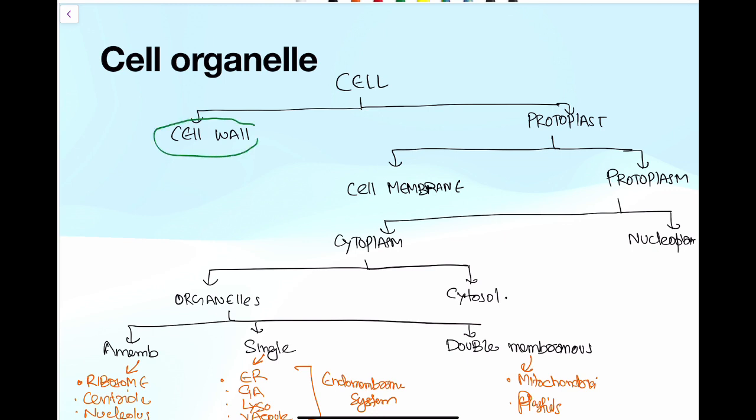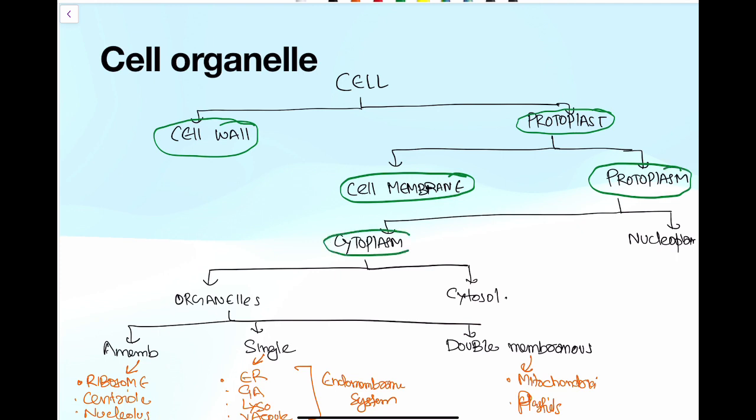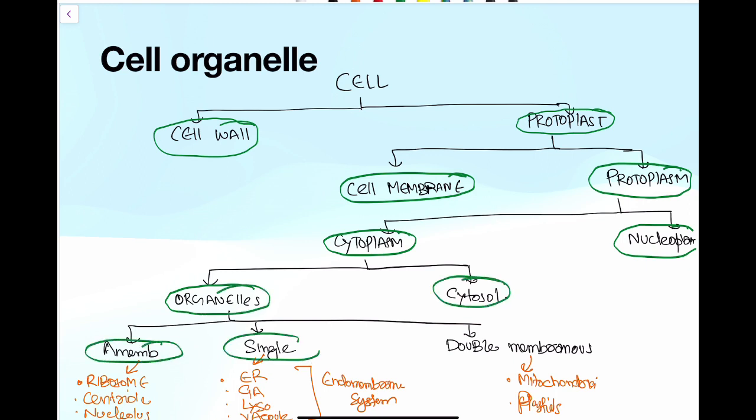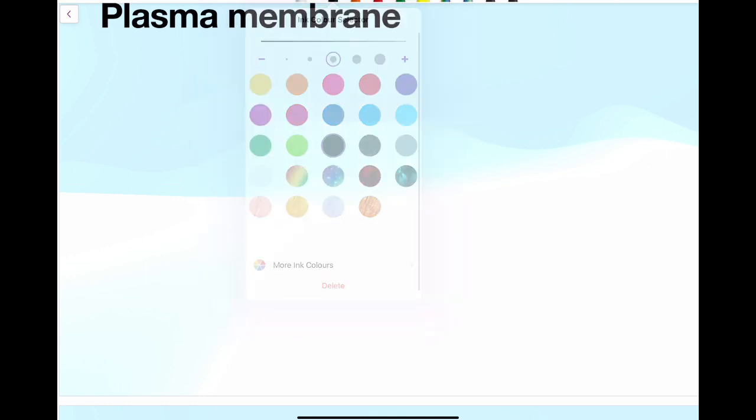So we can have cell wall outside and all living matter protoplast. Protoplast has the outer cell membrane and the inner protoplasm. Protoplasm is divided into cytoplasm and nucleoplasm, and cytoplasm is organelles and cytosol, organelles into amembranous, single membranous, and double membranous, which are all listed here. Next, we're going to discuss the plasma membrane. We are going to only discuss the important points about the plasma membrane, which can be asked in our examination.